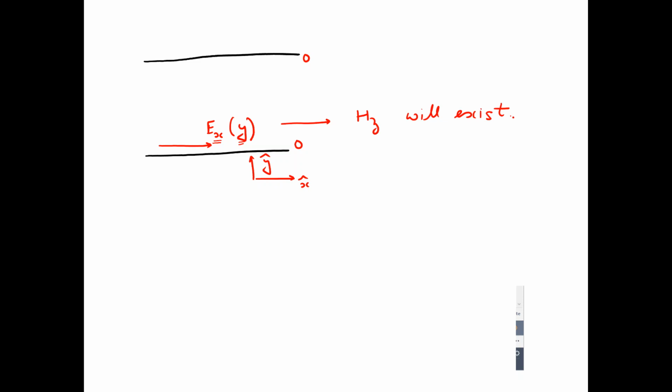There is going to be a component of the magnetic field in the z direction. And when we do the math, we will come up with this answer. So the solutions we are going to get for this case is that there is going to be a field in the Ex direction, a component of the magnetic field in the Y direction, and a component of the magnetic field in the Z direction.